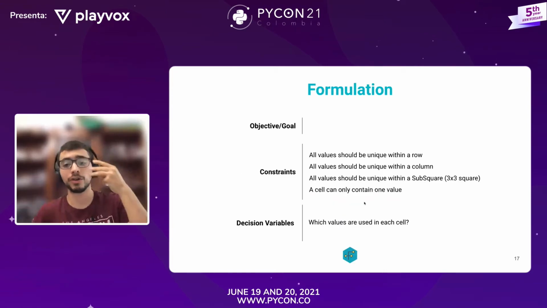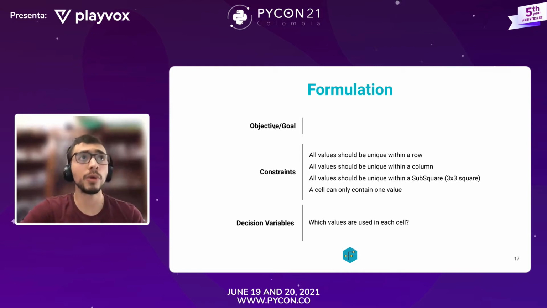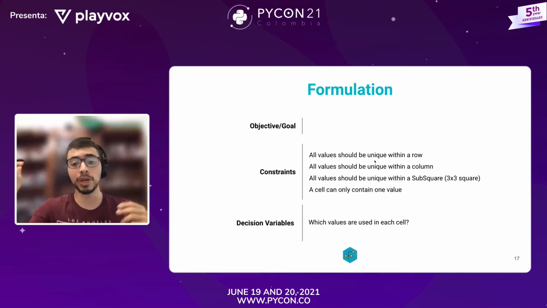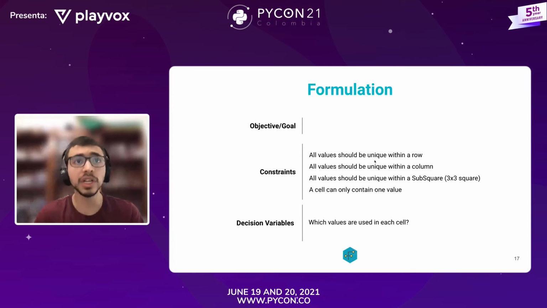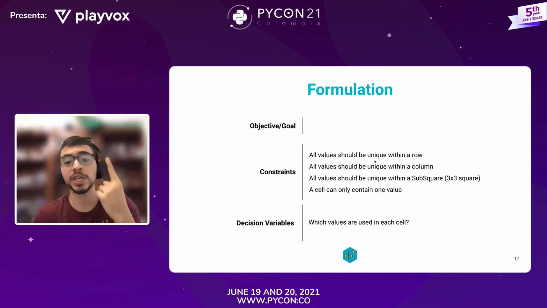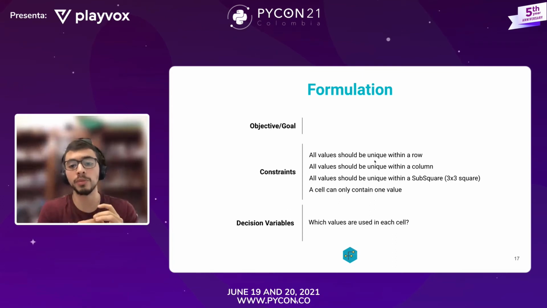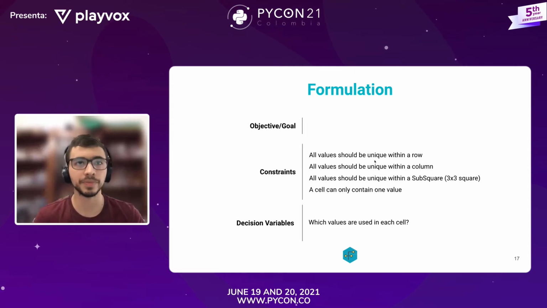We need to find our three main components. We'll go to the objective later. First, we need the constraints. The constraints are pretty standard in Sudoku: all values should be unique within a single row, all values should be unique within a column, and within each subsquare all values should also be unique. And finally, a cell can only contain a single value. You can't have 2, 3, or more values in a single cell.